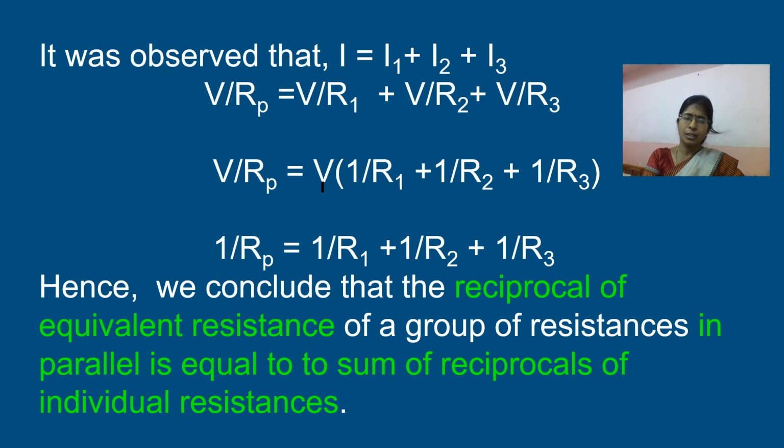So this equation concludes that the reciprocal of equivalent resistance of a group of resistances in parallel connection is equal to the sum of reciprocals of individual resistances. I remind and repeat the point again: the reciprocal of equivalent resistance of a group of resistances in parallel is equal to the sum of reciprocals of individual resistances.